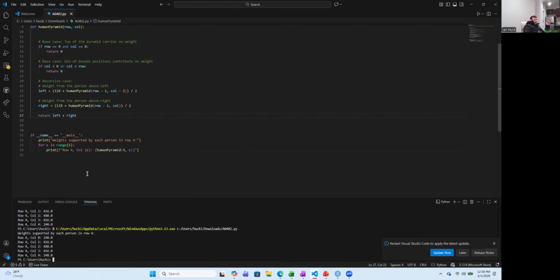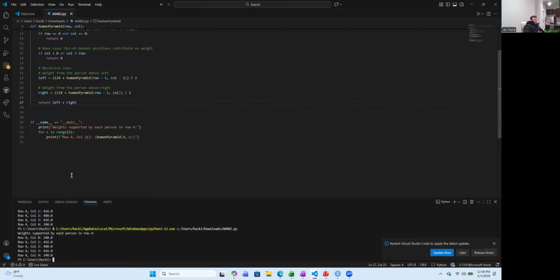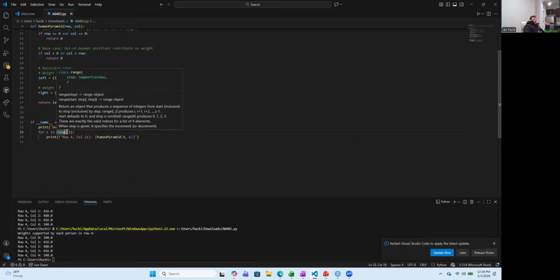But yeah, this assignment was pretty easy. I have my f-string right here, row four column, because we're only trying to calculate how much weight each person on row four is carrying. Yeah, that's all I got.